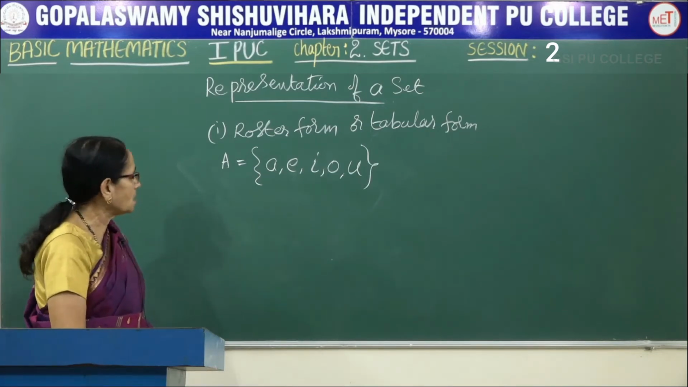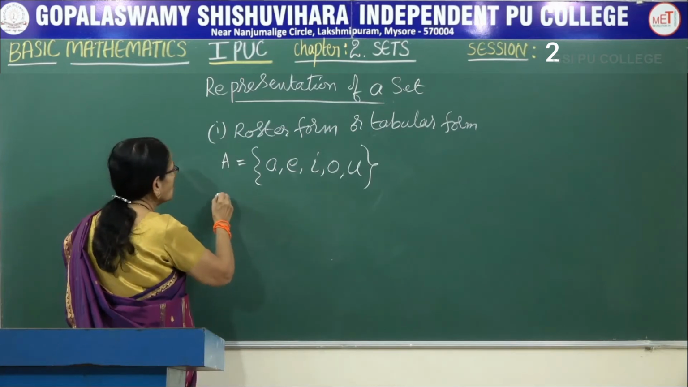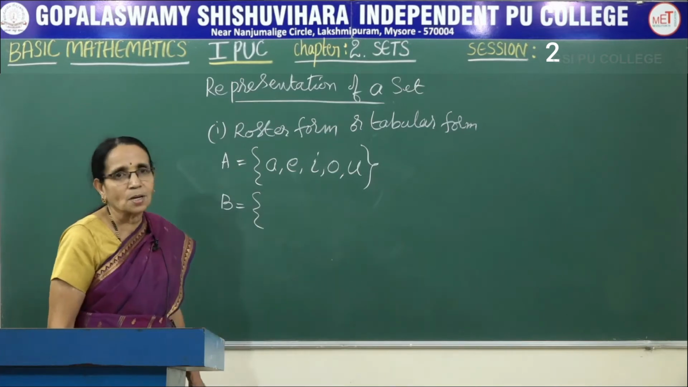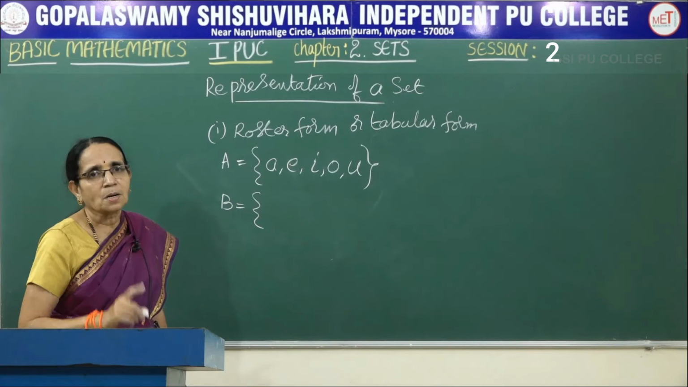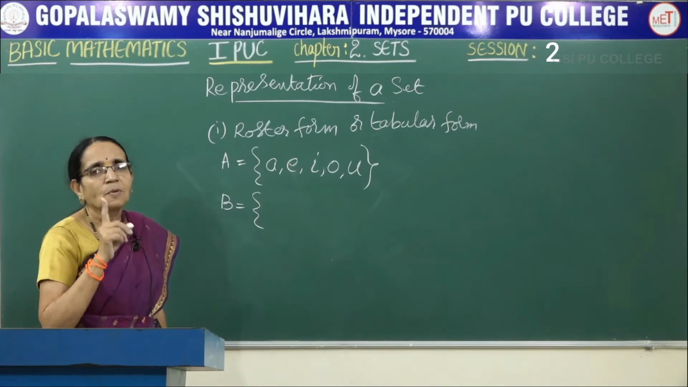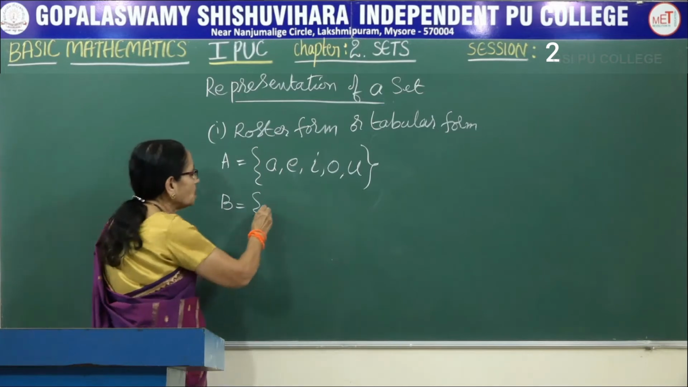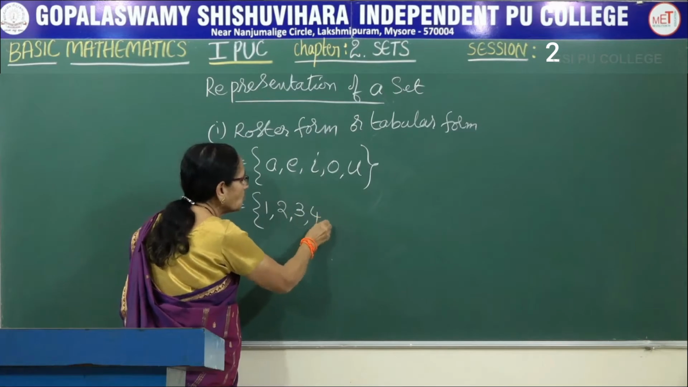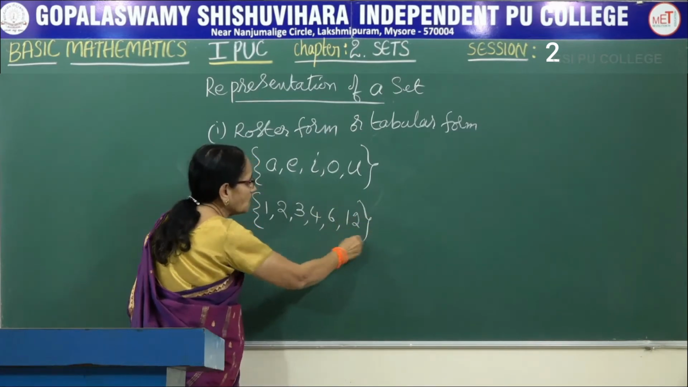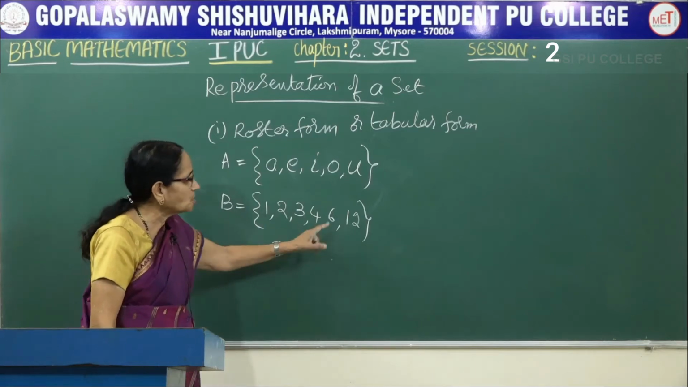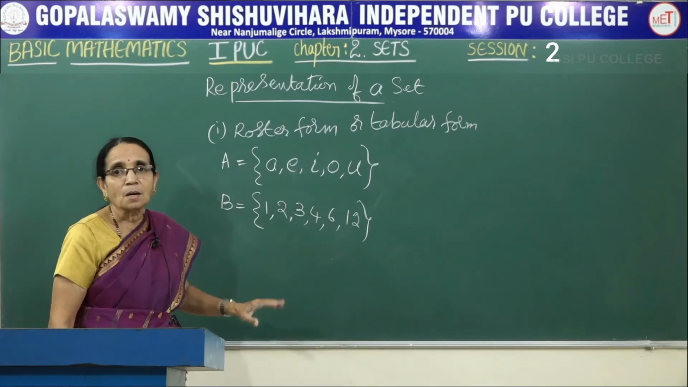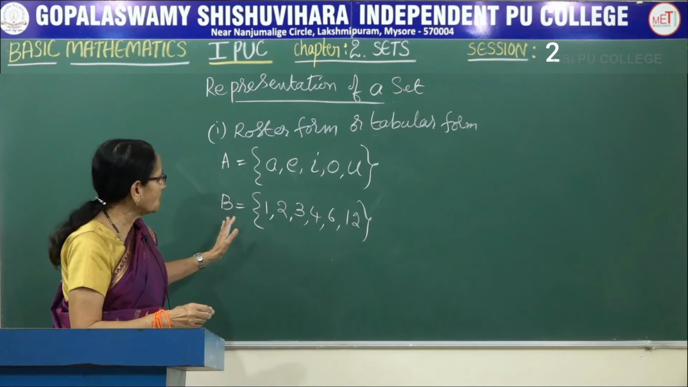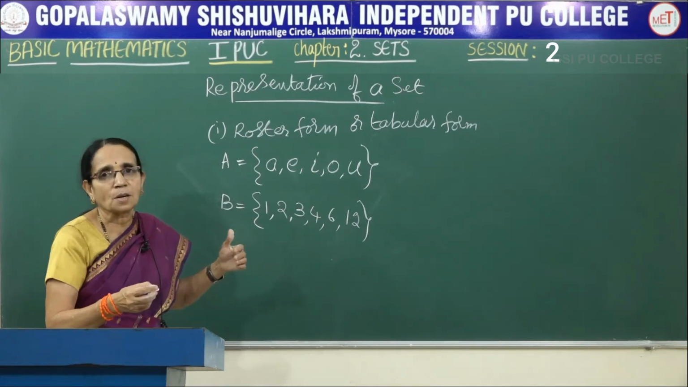Similarly, one more example. The set of the natural numbers which divide the number 12. Now 1 divides the number 12, 2 divides, 3 divides, 4 divides, 6 divides, and 12 divides, isn't it? So you just see 1, 2, 3, 4, 6 and 12. What is the common property? All of them are divisors of the number 12. So write the set containing the divisors of the number 12.